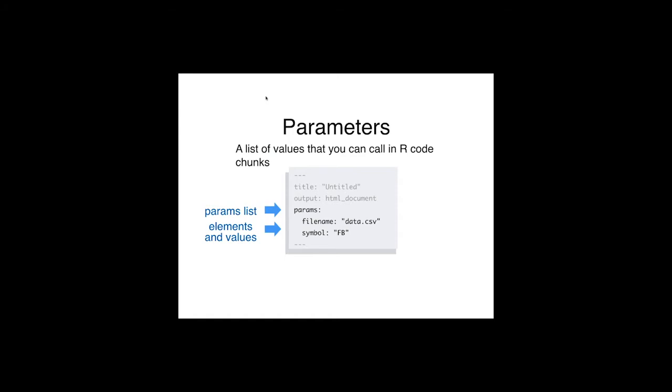Parameters are a list of values that you can call in R code chunks. So here's a parameter list, elements and values. Params is looking for what parameters there are, and here we again have to do this sort of key-value pair. In this case, we've got a file name or a symbol. I gave you guys an example of favorite gene. So here's the formatting: params, colon, and then you can do a space, or in this case, a hard return. Again, I like to let my code breathe. So we've got some parameter name, and then the file name or some parameter symbol.